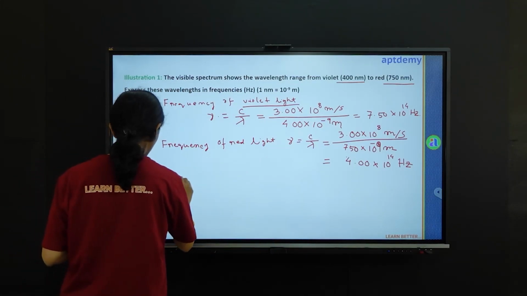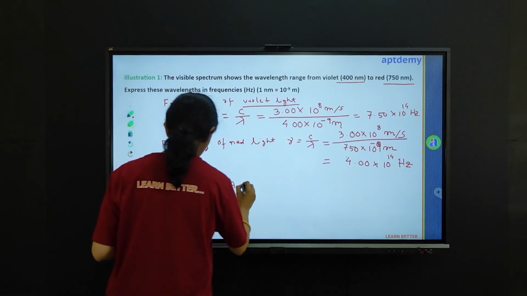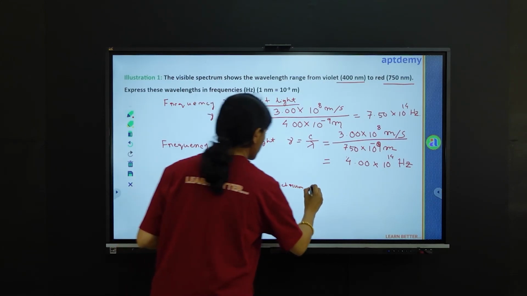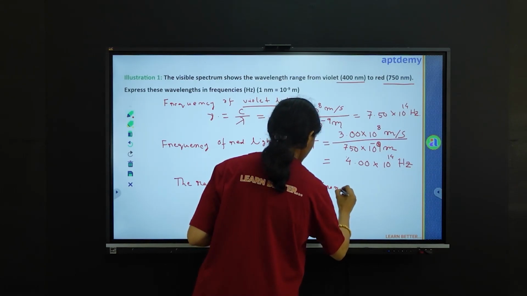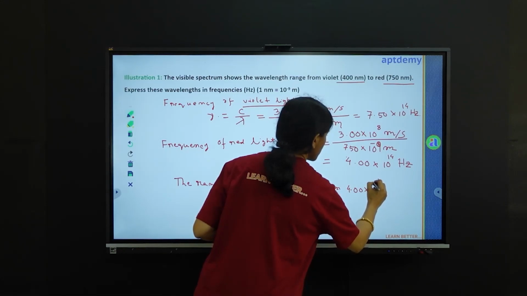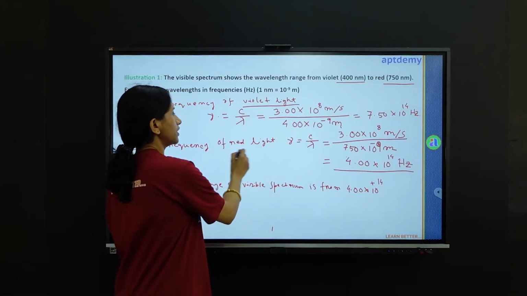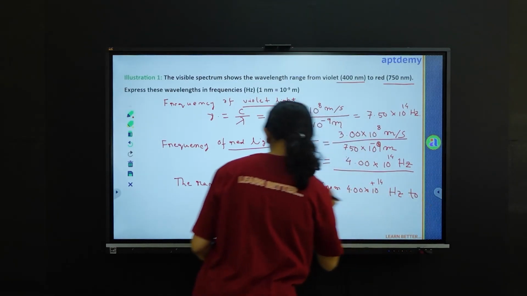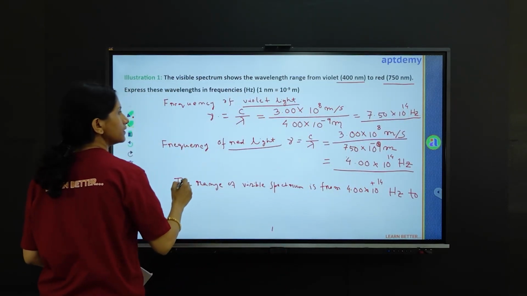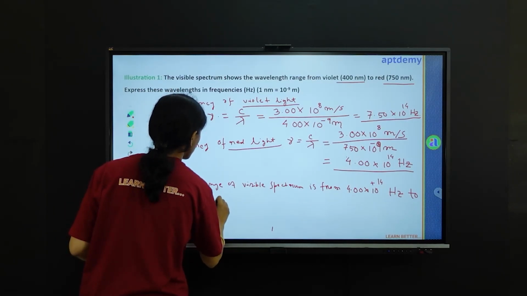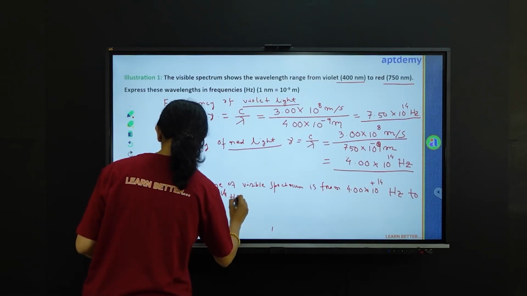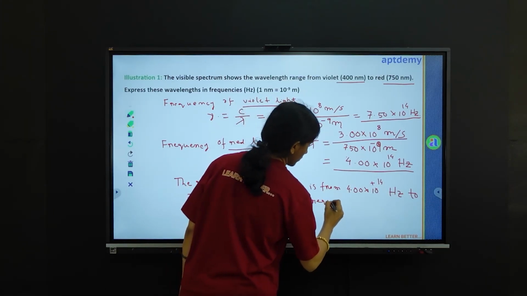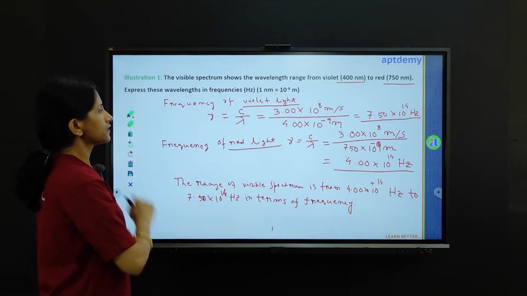Now, we can write that the range of visible spectrum is from 4.00 times 10 to the power 14 Hz, what we have got for the red light, to 7.50 times 10 to the power 14 Hz, what we have got for the violet light, in terms of frequency. And that has been asked in this problem to solve.